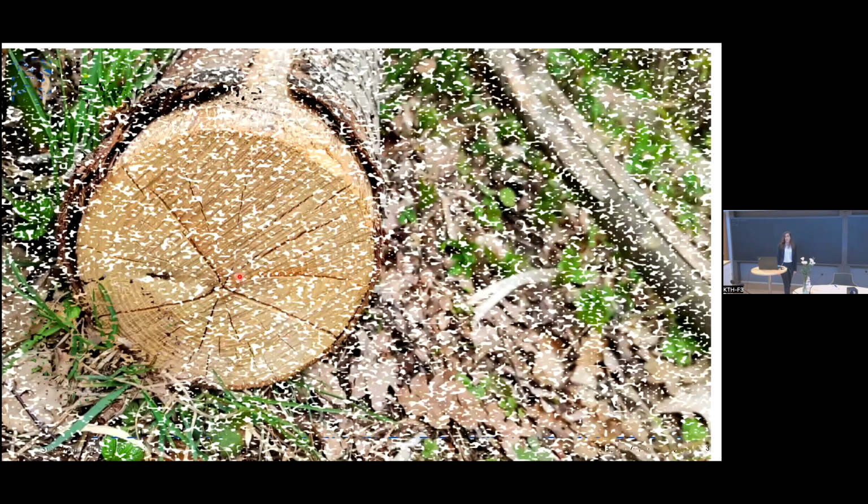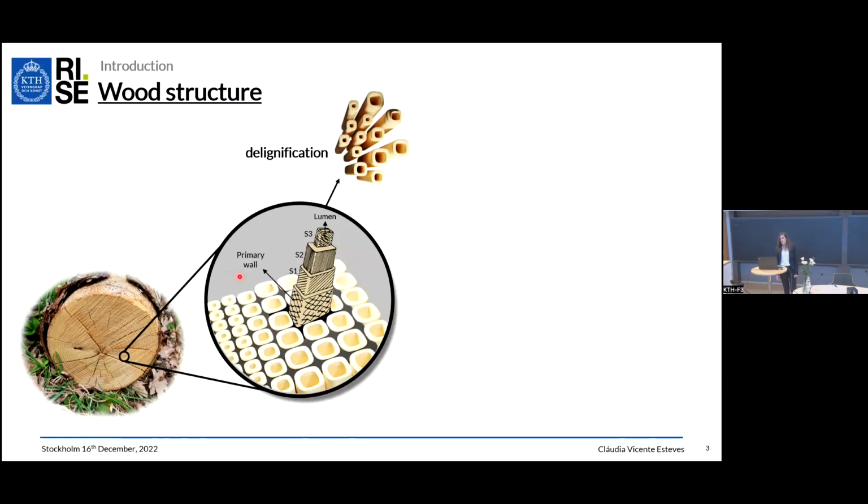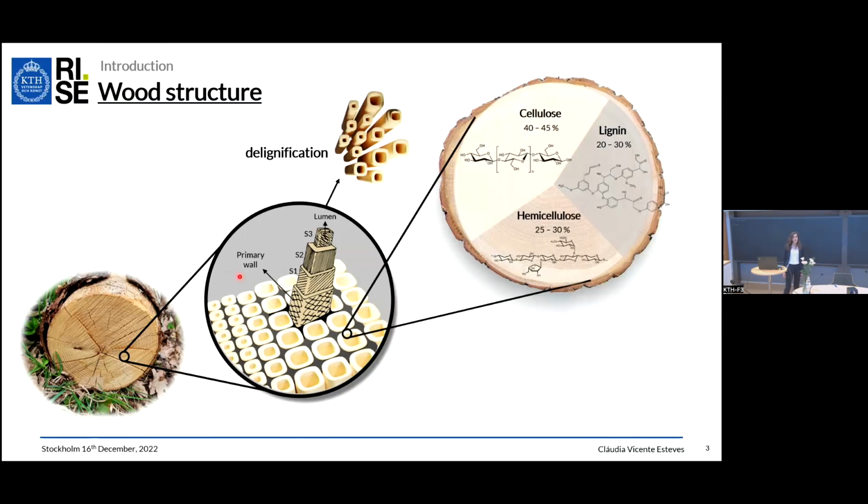Wood is a three-dimensional anisotropic material with a well-organized structure and is mainly composed of three components: cellulose, hemicellulose, and lignin. And there are a lot of different products that you can produce from wood. My project is about paper-based products. So in that case, we normally do pulping processes to remove lignin.